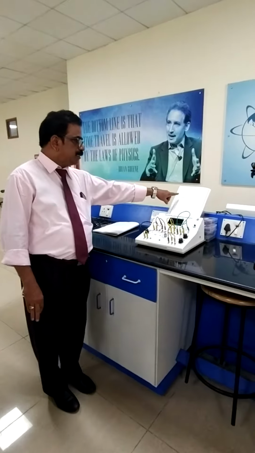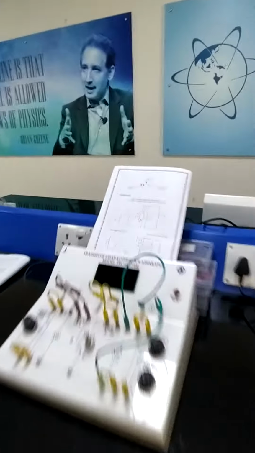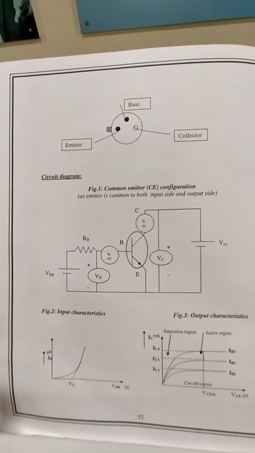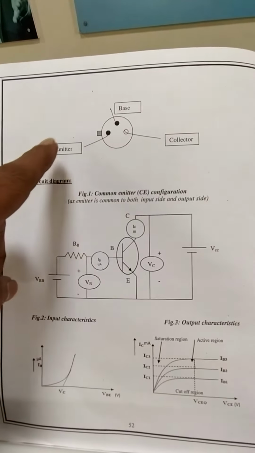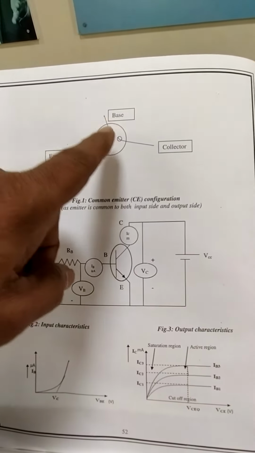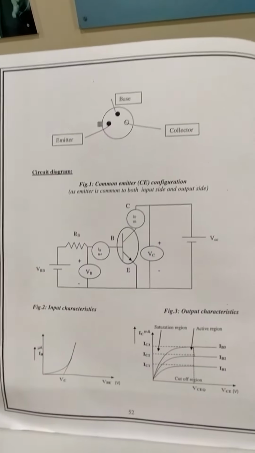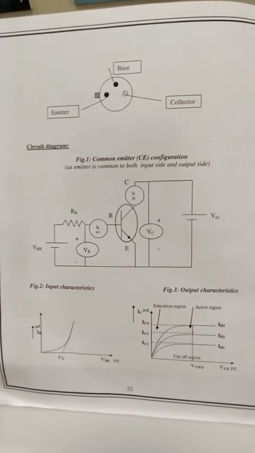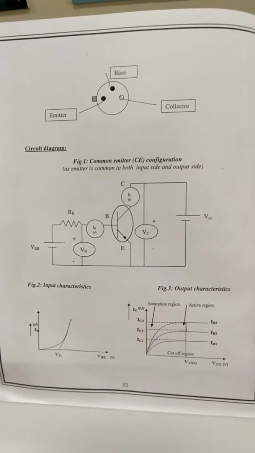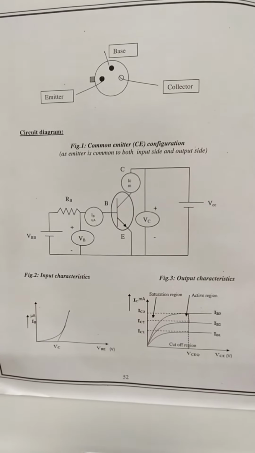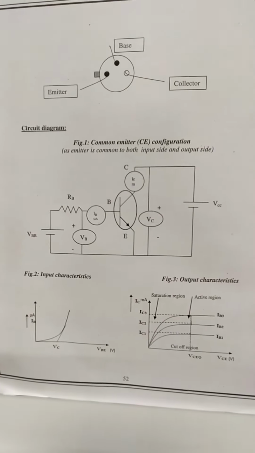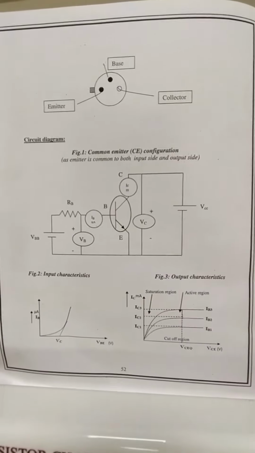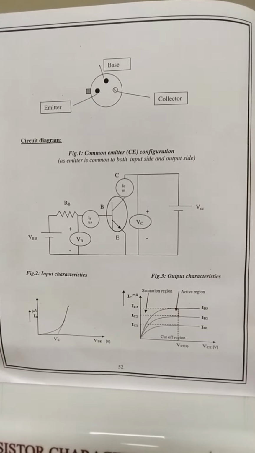Look at this. This is the symbol of your NPN transistor. It has three terminals: one is called the base, another is the emitter, and the other is the collector. Here you observe that the base region is lightly doped and made very thin. That is a very important thing. The base is lightly doped, and the base is always very thin. The doping level in the emitter is more than in the collector.